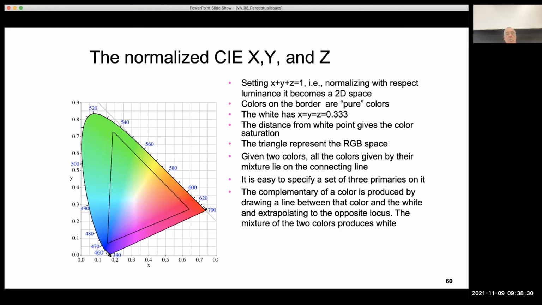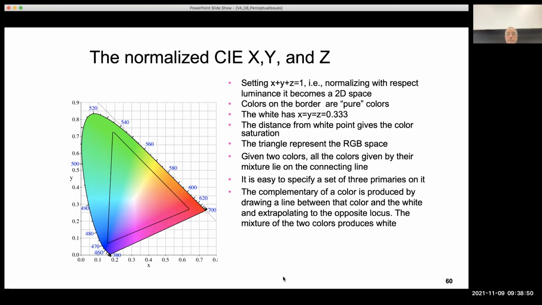To see how colors combine, you take two colors, one here and one here. You take a line, and along this line, you can see all the colors that come from their combination. For instance, if you take green and red and draw a line, you see that in the middle there's a combination that is yellow.